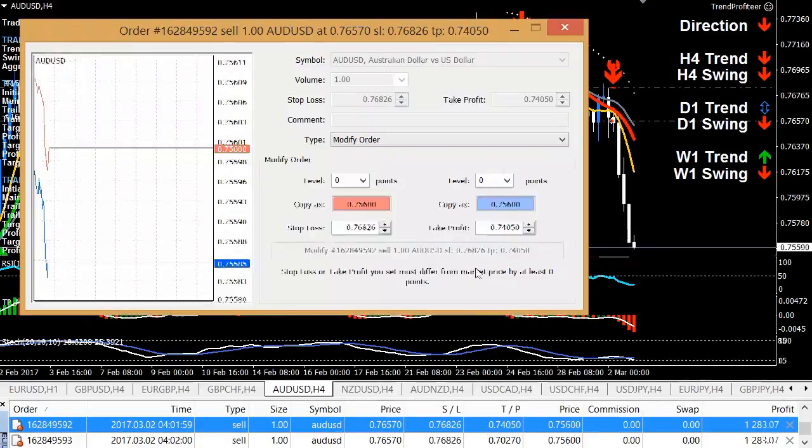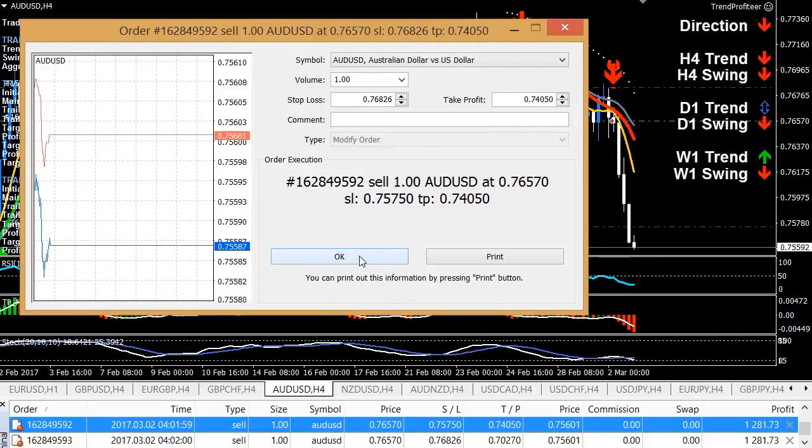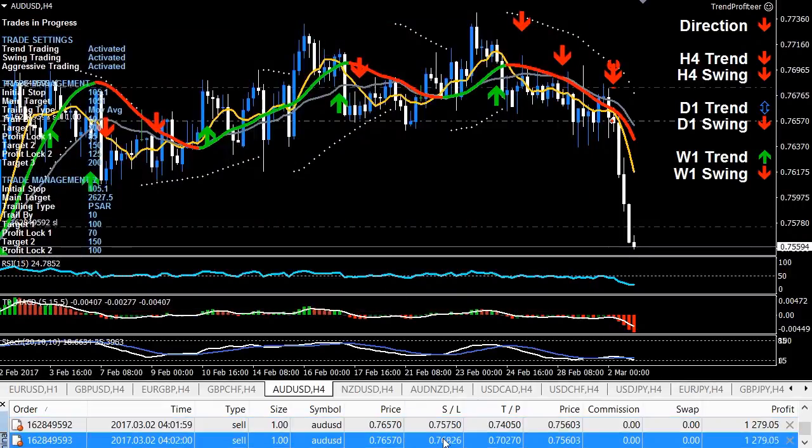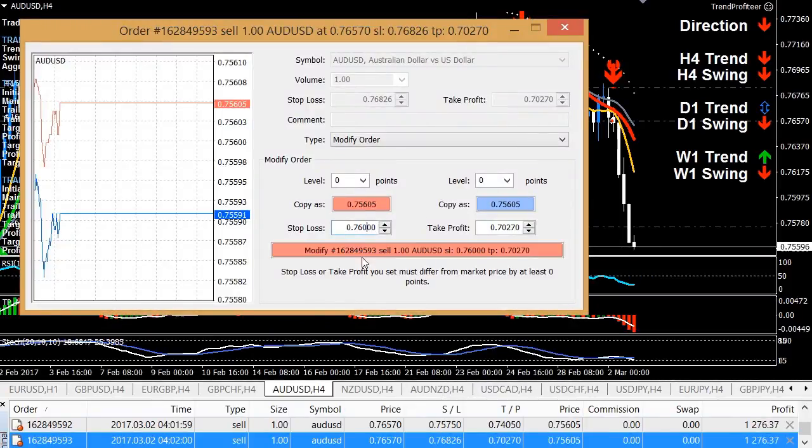Now I'm going to modify these trades because I'm getting a little nervous and there's a lot of money on the table. So I'm going to modify this position to 75.75, and I'll move this one to 76.